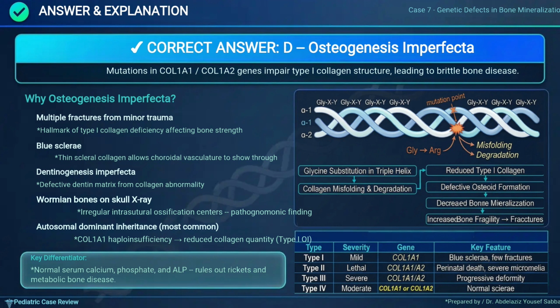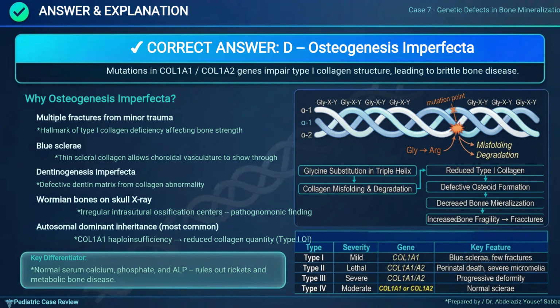Type 1 is mild with blue sclerae and few fractures caused by COL1A1 haploinsufficiency. Type 2 is lethal in the perinatal period with severe micromelia. Type 3 is severe with progressive deformity. Type 4 is moderate with normal sclerae.